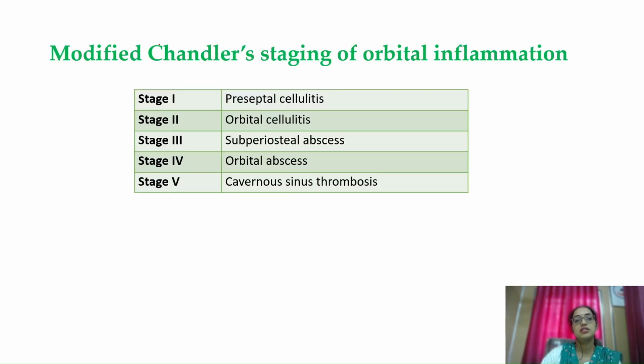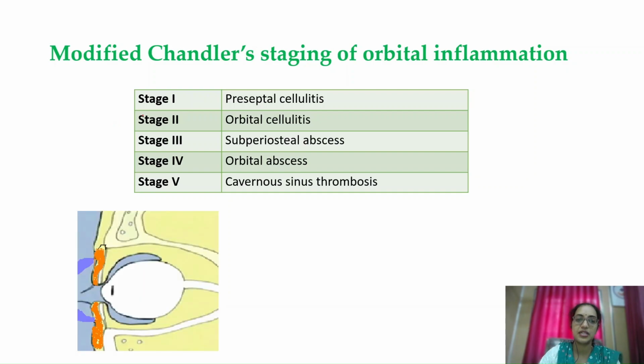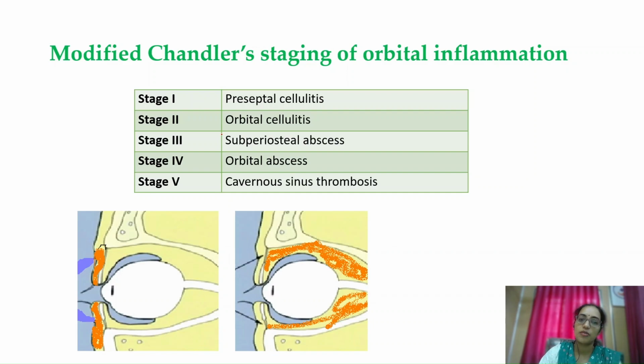So there is a staging of orbital inflammation. It's known as modified Chandler staging of orbital inflammation. So stage 1 is preseptal, stage 2 is orbital cellulitis. So this is preseptal cellulitis when the inflammation is restricted anterior to the orbital septum. The next is orbital cellulitis where there is inflammation beyond the orbital septum.